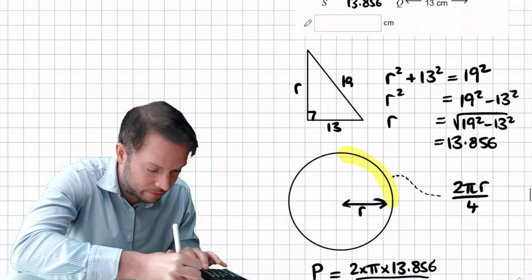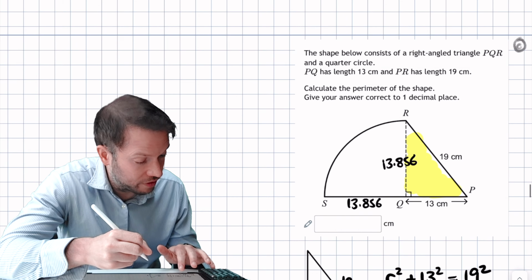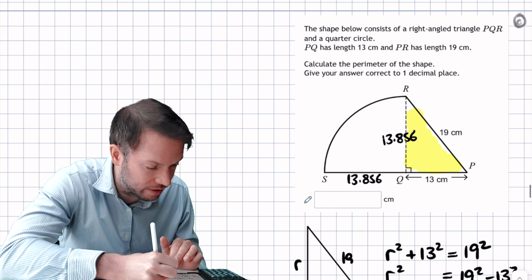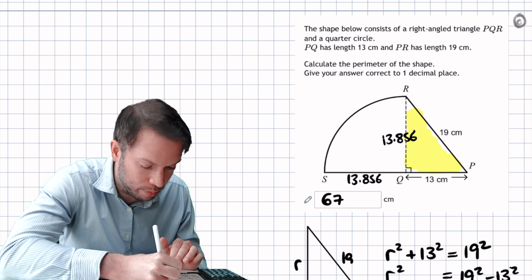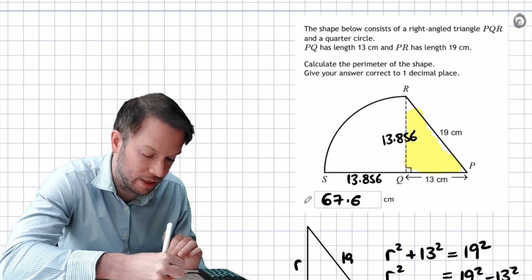And that gives you a total perimeter of 67.6. And is that what's wanted? Yeah, it wants the perimeter of the shape to 1 decimal place. So the answer is 67.6 to 1 decimal place. And we're done.